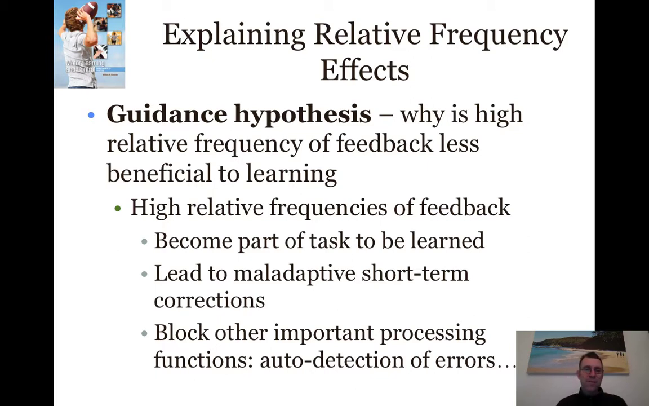The guidance hypothesis. We talked a little bit about guidance before. Why is a high relative frequency of feedback less beneficial to learning? Why is it that when we get to the 80 to 90 to 100% feedback ratio, it can be detrimental or not as beneficial to learning? One idea is that a high level of feedback becomes part of the task being learned, and so the learners start to depend on that feedback in order to perform again.